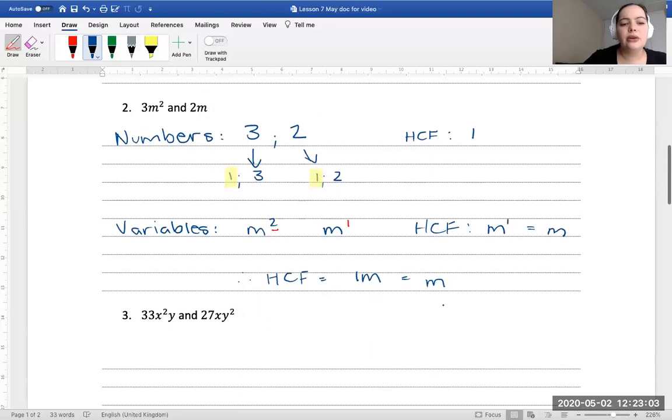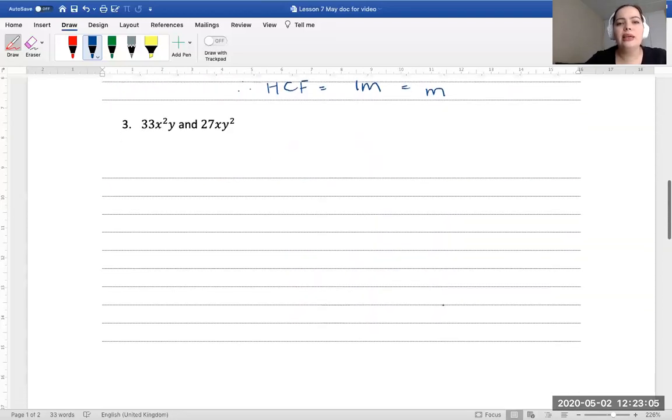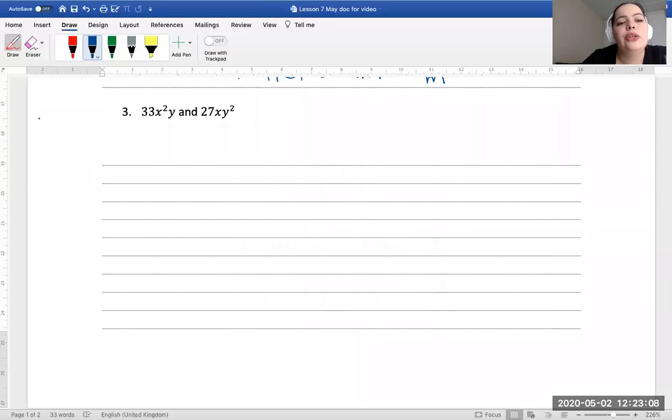All right, so let's go on to example 3 here. Oh, this one looks more interesting. So let's look at our numbers. Okay, so we've got 33 and 27. Now, there's a few ways we can do this. I'm going to just go the typical prime factorization route. You guys can choose whichever method you like. If you know it out of your head, good for you. Just make sure that it's your highest common factor.